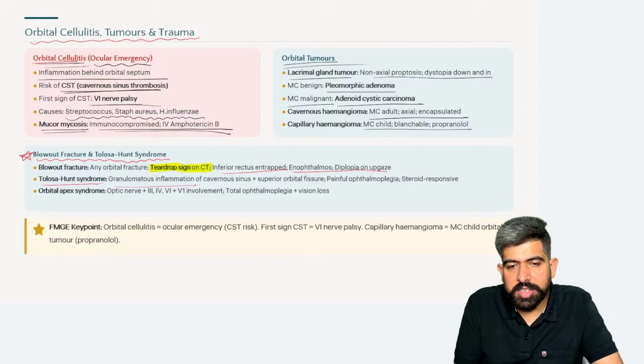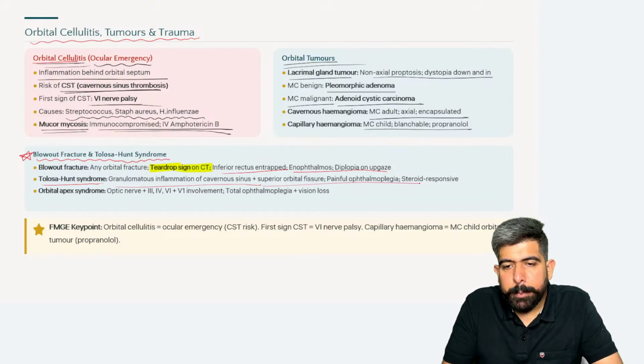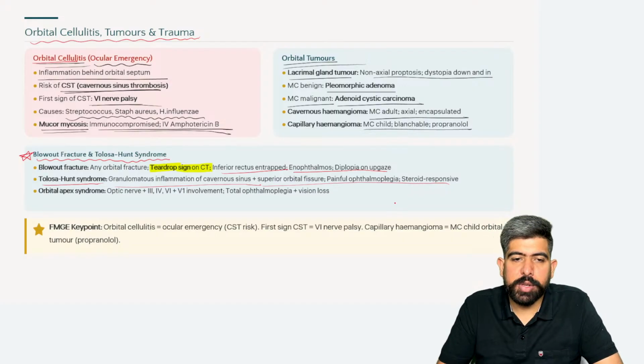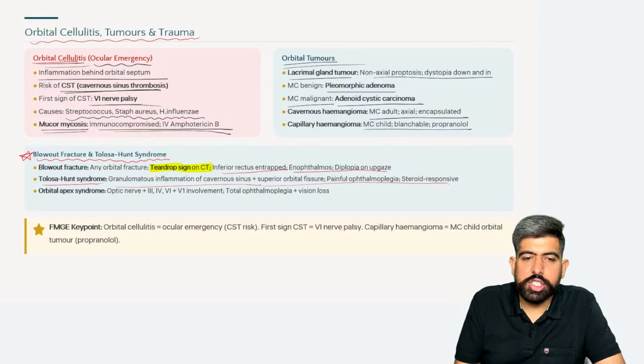Tolosa-Hunt syndrome will be there. There is granulomatous inflammation of the cavernous sinus plus the superior orbital fissure, and painful ophthalmoplegia will be seen in this condition. This syndrome is steroid responsive.